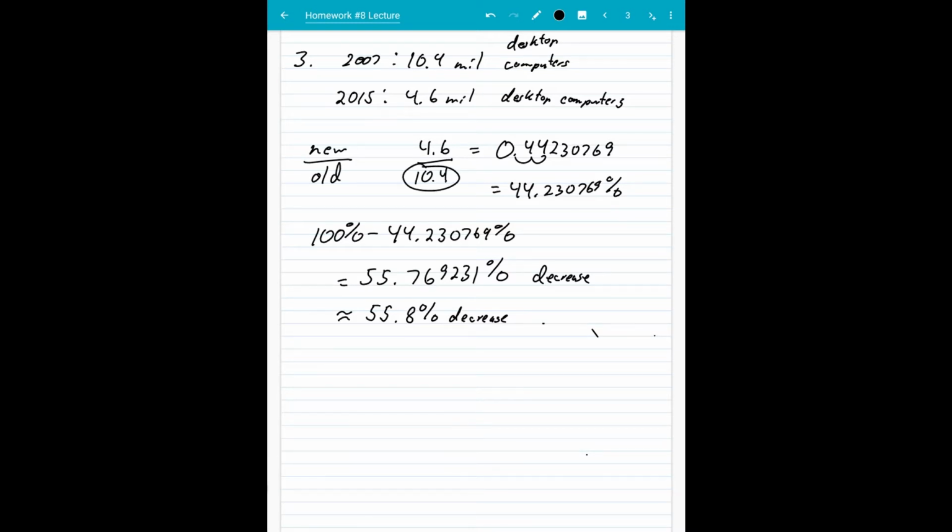Like half of 10.4 we know is at least 5 million. So it's lost over half of it. Remember, 50% would be half, and it's lost a little over that. So it makes sense that it lost 55.8%. So that would be a decrease percentage. Very practical and a little simple formula, just the new divided by the old. That's usually the easiest way to find the percent decrease and increase. You always have to compare it to the other one.